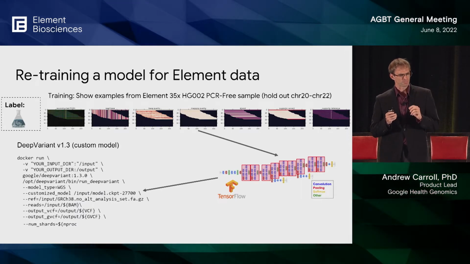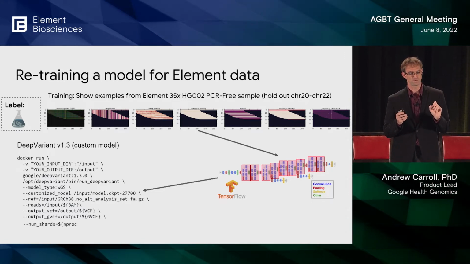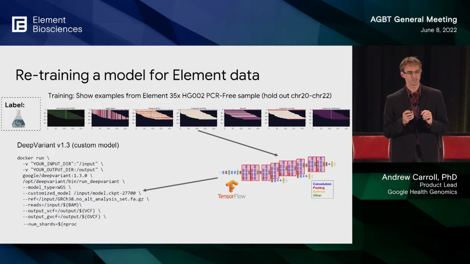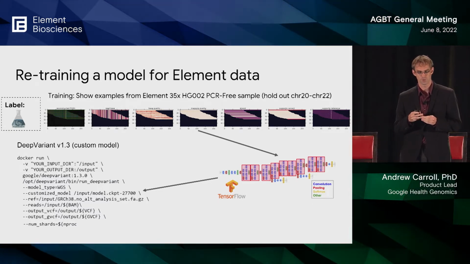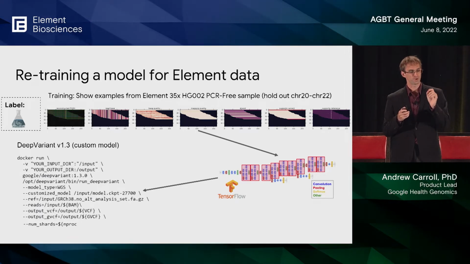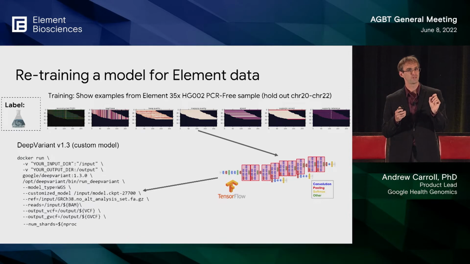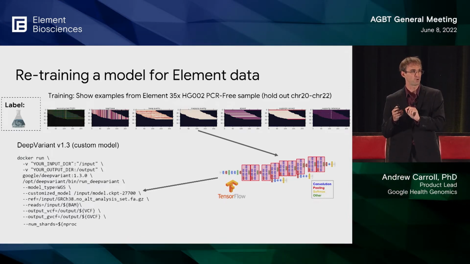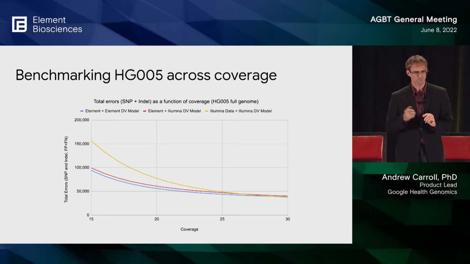The other thing that we do is we train a model using the Element data itself. What you can see here at the top are the input channels. This is the actual data that DeepVariant sees. It represents read bases, base qualities, mapping qualities, and so on. What you can do is take the Element input data, associate it with true labels from Genome in a Bottle, because you know what the positions are. You train a new model from your old one, and then use that to assess the calls.